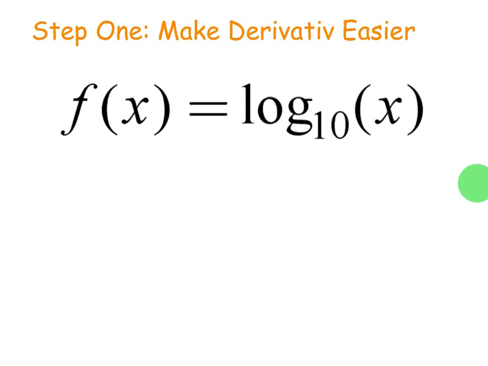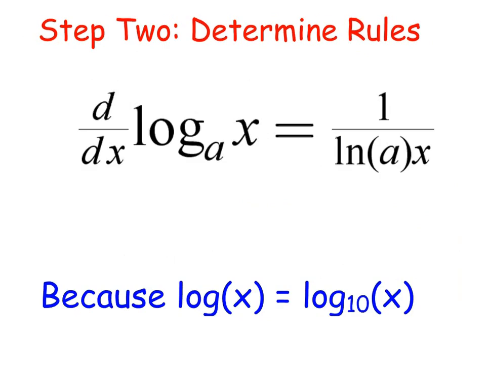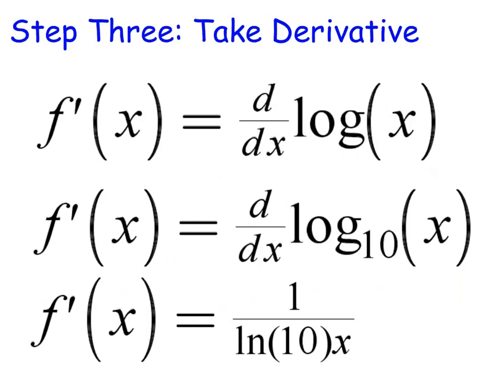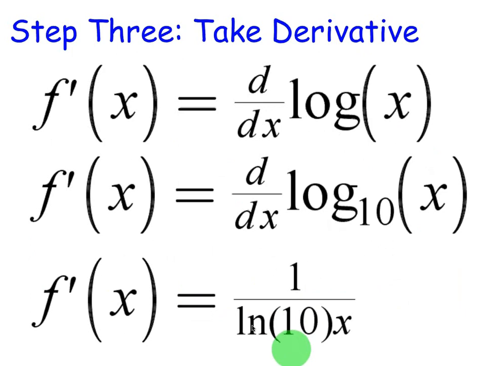So if you want to, you can just tuck a little 10 down there. That will end up being your a value. Here's the rule. The derivative of log base a of x, in this case 10, is 1 over ln a times x. So basically you're just writing the rule out and you're plugging in 10 for a. And that's it. That's your derivative. It's 1 over ln of 10, parentheses is important, times x.